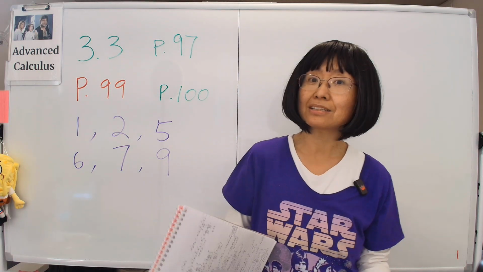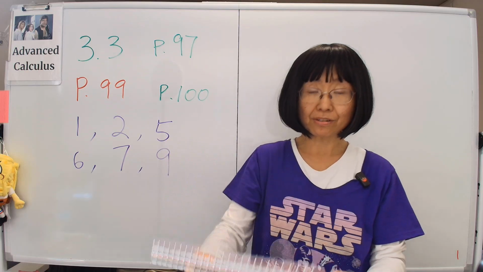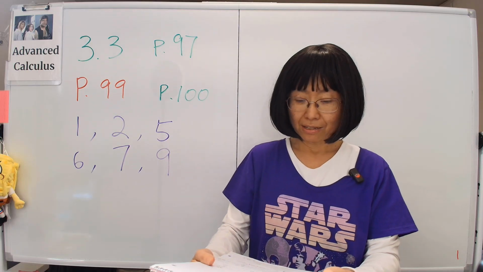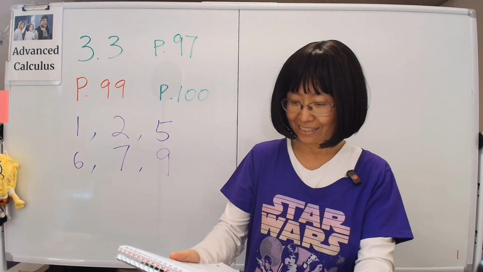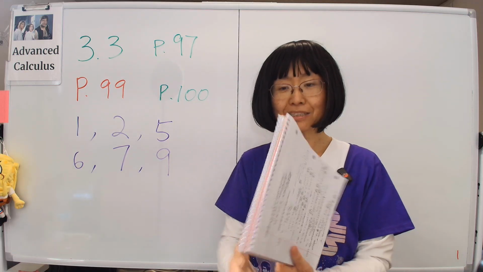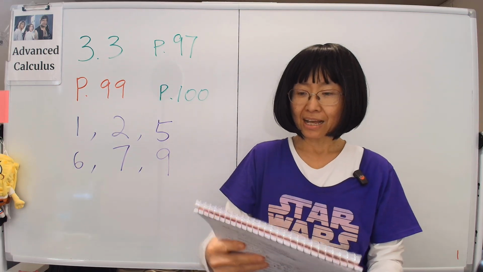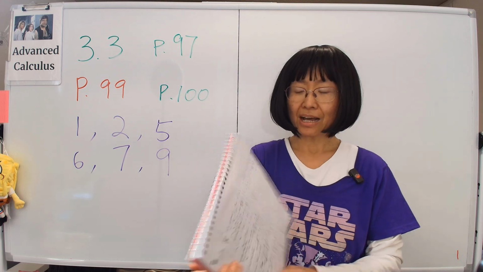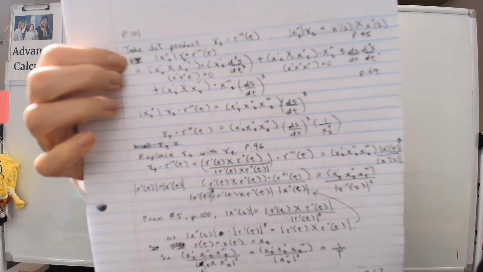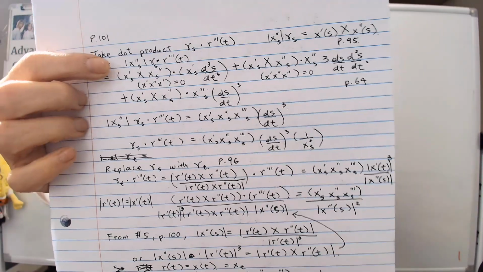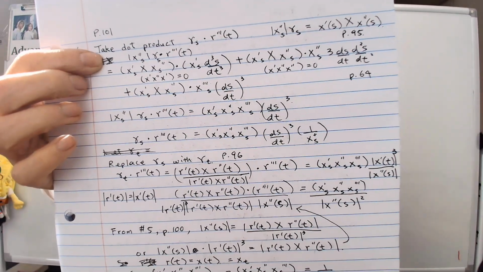I calculated the third derivative of r of t, which is fine. So the question is now what? Okay, and now I'm stuck. I didn't know what to do. So I beat around the bush, and then eventually I decided to take the dot product of gamma s dot the triple prime of t.